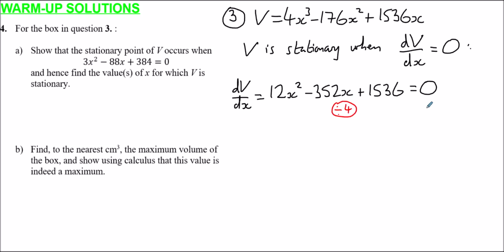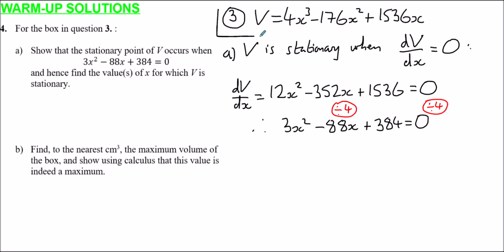Divide both sides by 4. We then see that therefore, this divided by 4 is 3x squared. 352 divided by 4 gives you 88, so we have minus 88x. 1536 divided by 4 gives us 384. So that's what we needed to arrive at. So that's part A. And that's just from question 3, so you don't confuse 3 with 4.